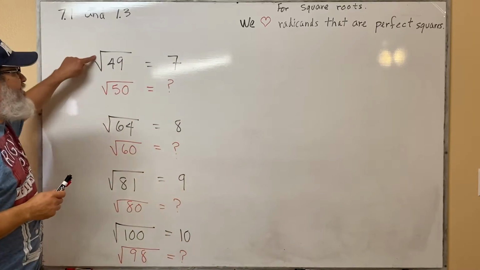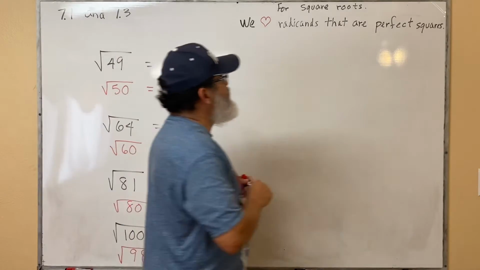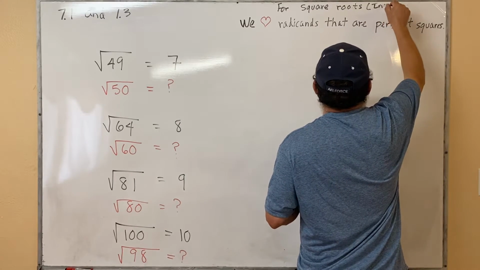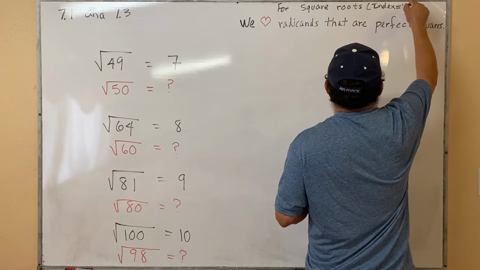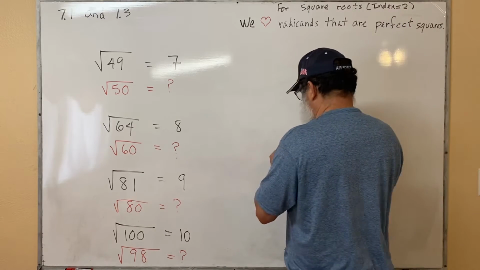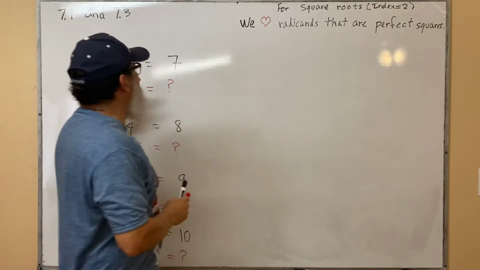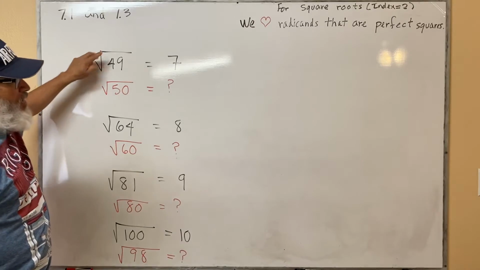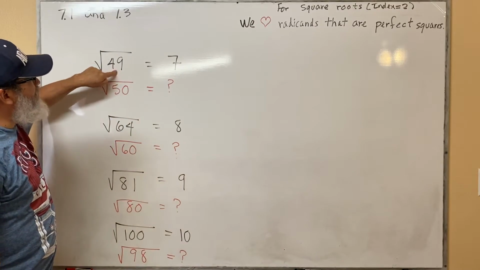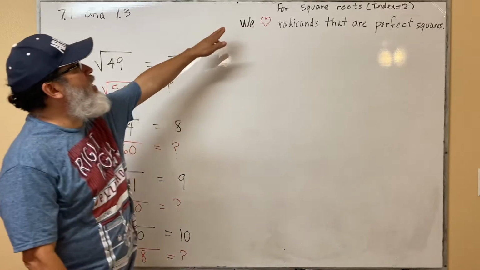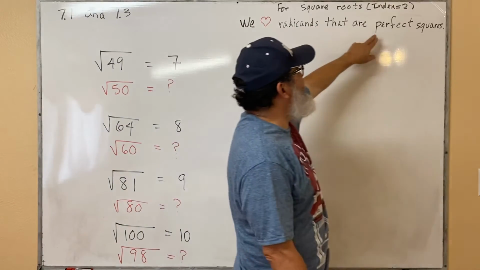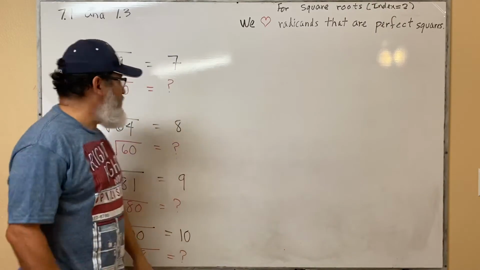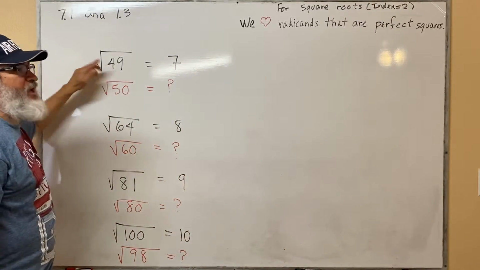Whenever the radical, the index is 2, okay, whenever the radical is the square root, we want to see perfect squares. We love radicands that are perfect squares when the index is 2. Okay, look at this. If there's a perfect square, we answer the question right away.